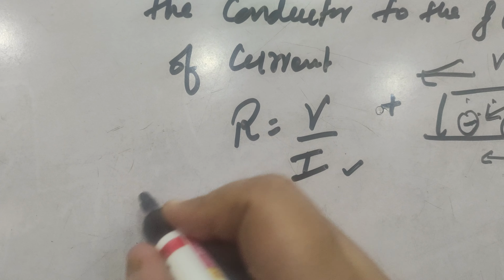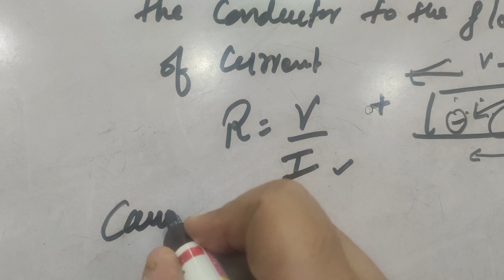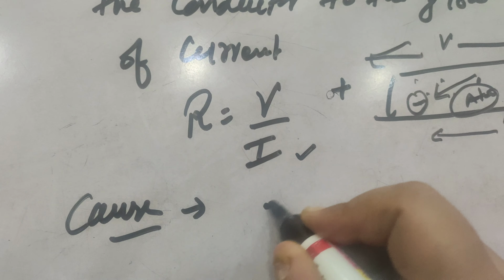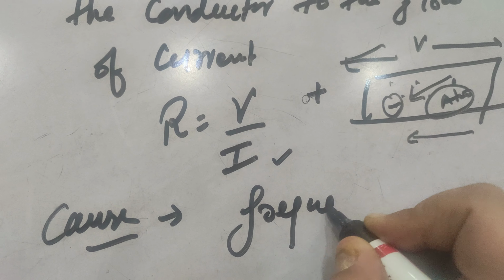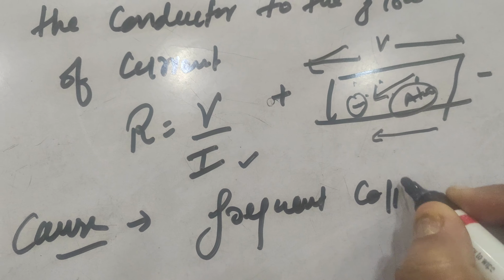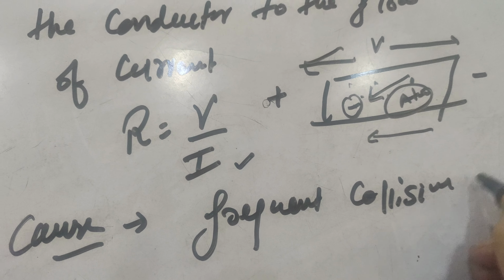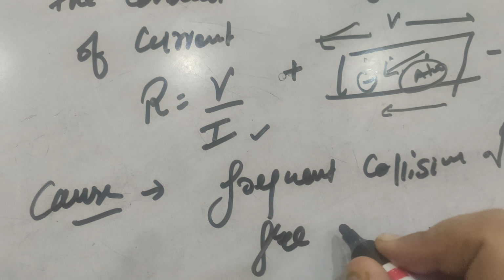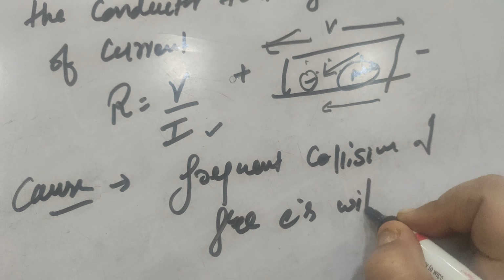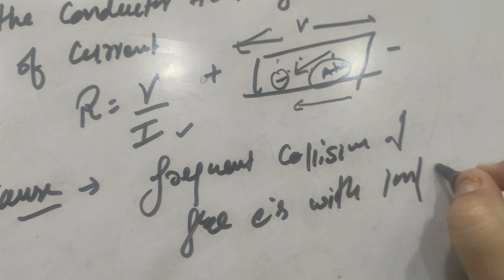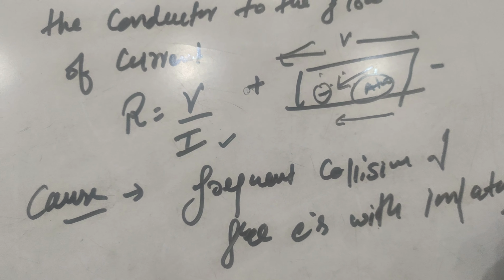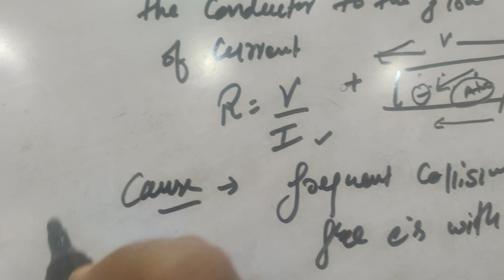So the basic cause of resistance is the frequent collision of free electrons with ions or atoms of the conductor. Now let us write the units of resistance.